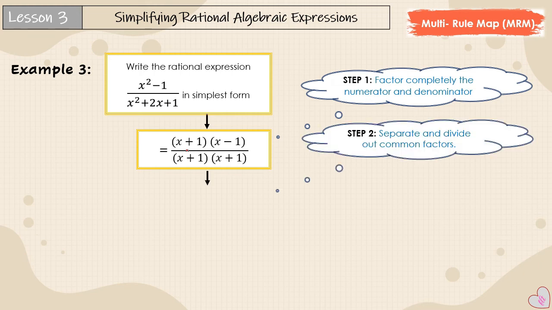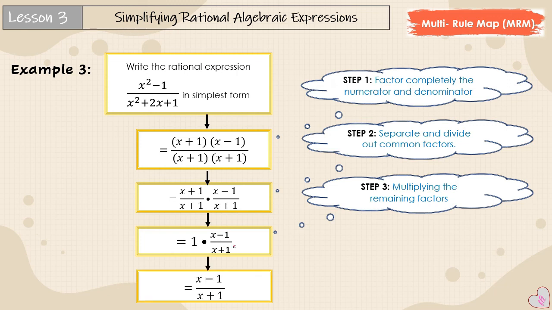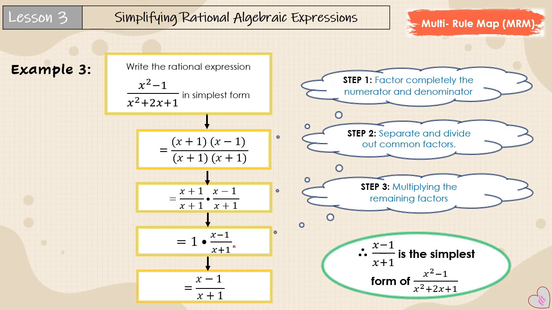Step 2, separate and divide out common factors. So we have x plus 1 all over x plus 1 times x minus 1 all over x plus 1. Step 3, multiplying the remaining factors. x plus 1 over x plus 1 is equal to 1 times x minus 1 over x plus 1. By simplifying, we have x minus 1 over x plus 1. Therefore, x minus 1 over x plus 1 is the simplest form of x squared minus 1 all over x squared plus 2x plus 1.